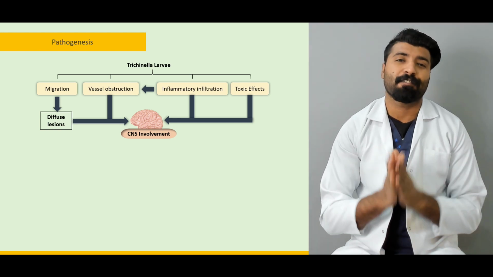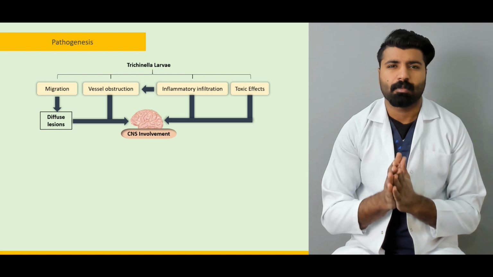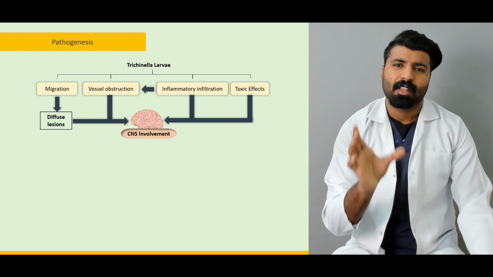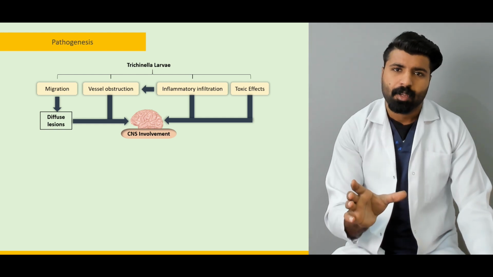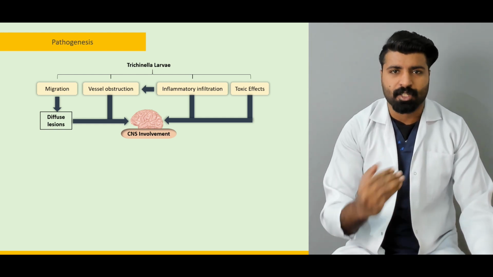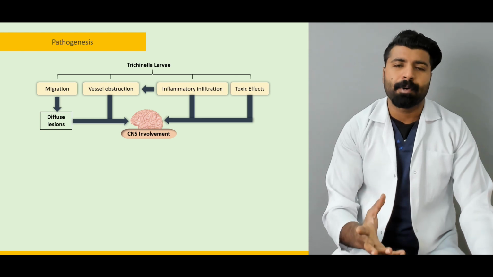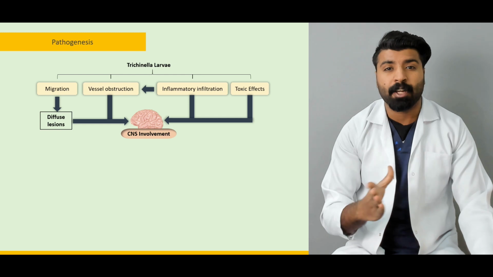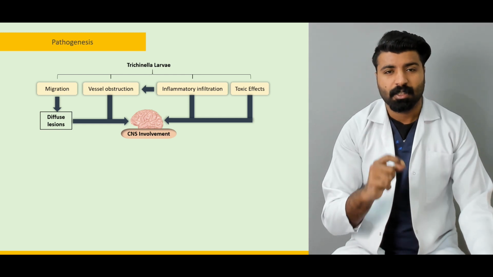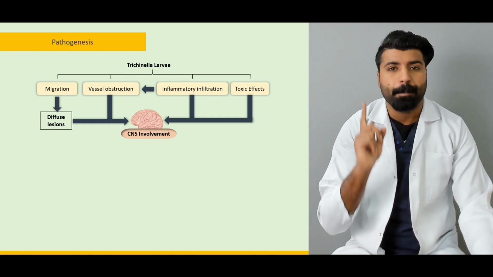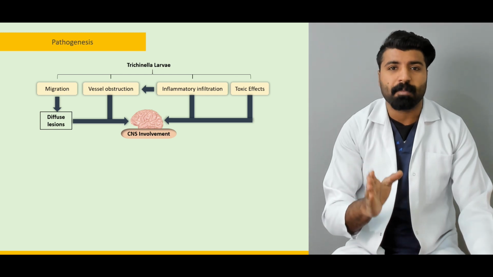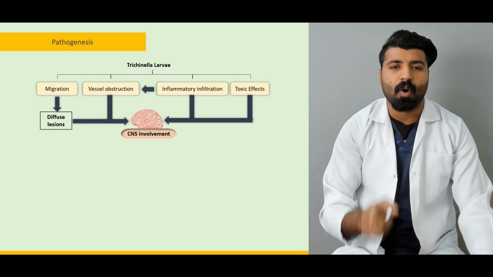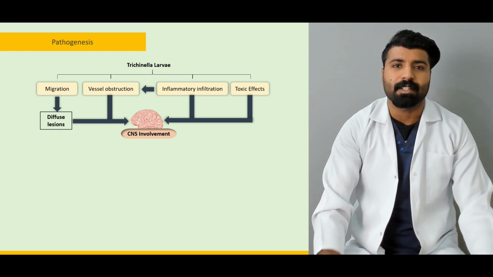Now, where can those diffuse lesions be? They're not going to cause diffuse lesions in your muscles. In the muscles, they just get embedded. But once they have reached a stage in which their quantity is too much, they are going to migrate to your brain. These larvae are going to migrate to your brain. And in the brain, what will happen? They're going to cause diffuse lesions.